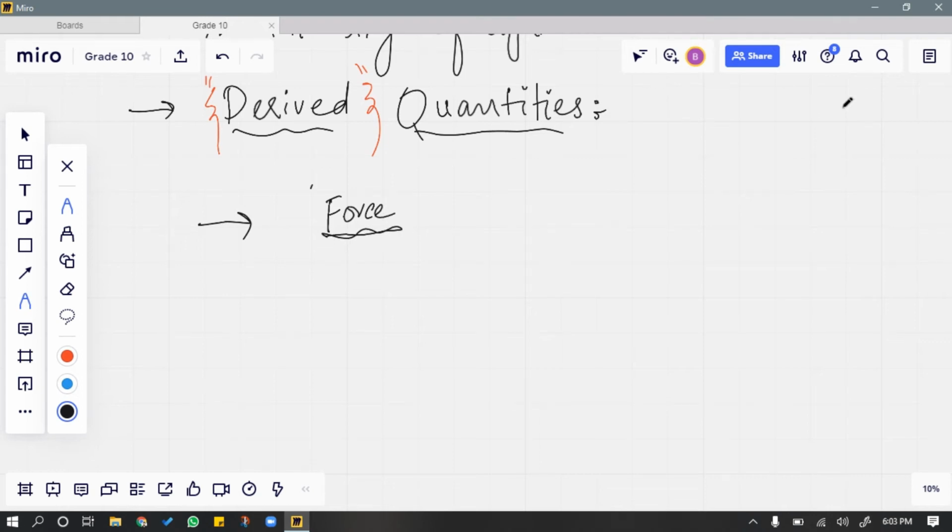Force is one of the famous derived quantities. You are using force in physics 80% of the time. And what is force? According to Newton's second law, we describe it as mass into acceleration. If you look into the equation of force, mass is a base quantity, so I am representing it with BQ. Don't get confused, BQ just stands for base quantity. Acceleration itself is a derived quantity, so I am mentioning it with DQ.